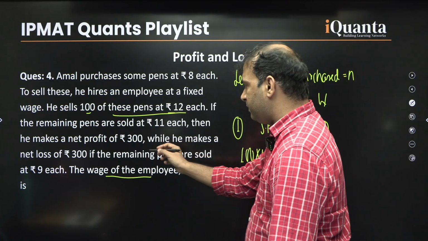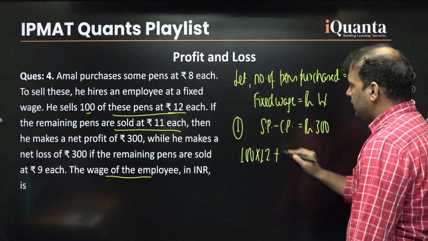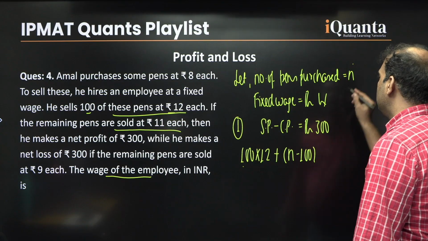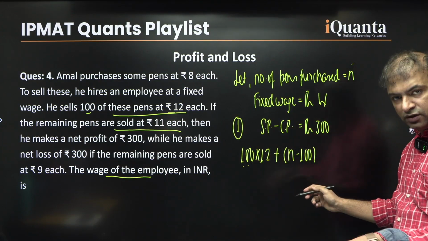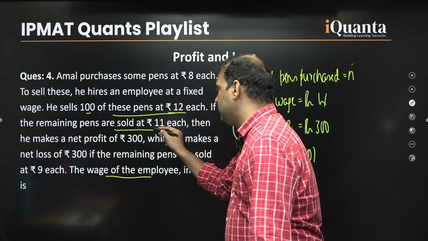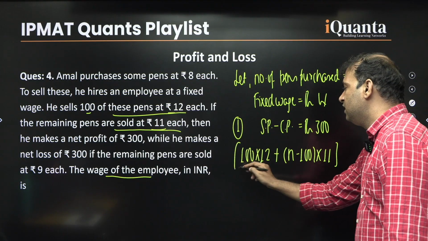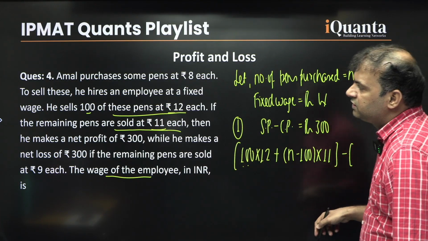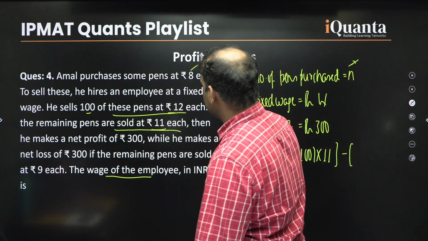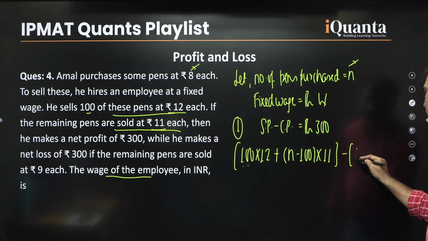And there are a few more pens which are sold at rupees 11 each. By the way, how many pens? See guys, total pens are n, 100 are being sold, so the remaining pens must be n minus 100, obviously. And they are being sold at rupees 11. So this is the total selling price in this scenario. What is the cost price, guys? Okay, there are n pens, so the cost price of each of them is 8. So we can say the total cost price of the pens should be n into 8.